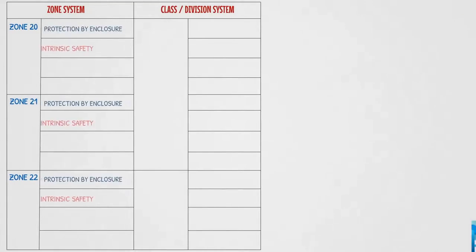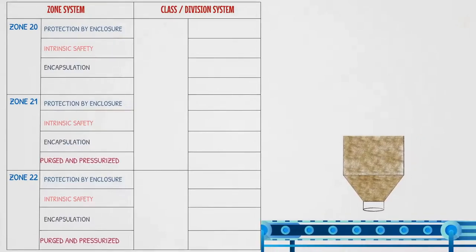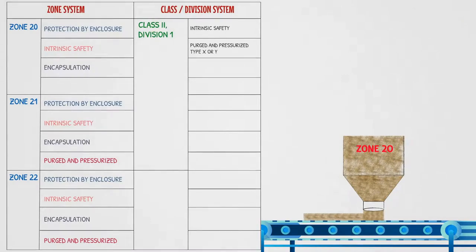For the zone system, protection techniques that may be used in zones 20, 21 and 22 are protection by enclosure, intrinsic safety, encapsulation, and purging and pressurization, but that last technique may only be used in zones 21 and 22 locations. Electrical devices to be installed in a Class 2, Division 1 location may use intrinsic safety, purged and pressurized Type X or Y, and dust-tight or hermetically sealed enclosure protection techniques.